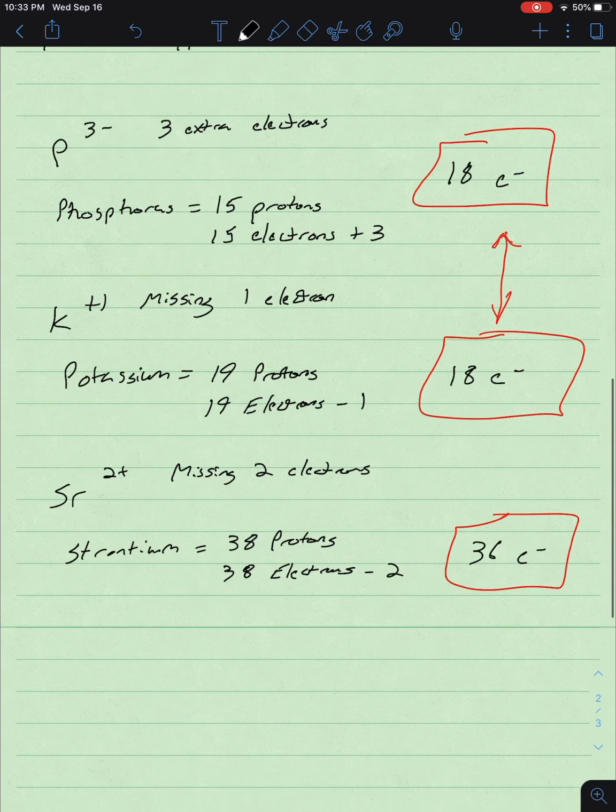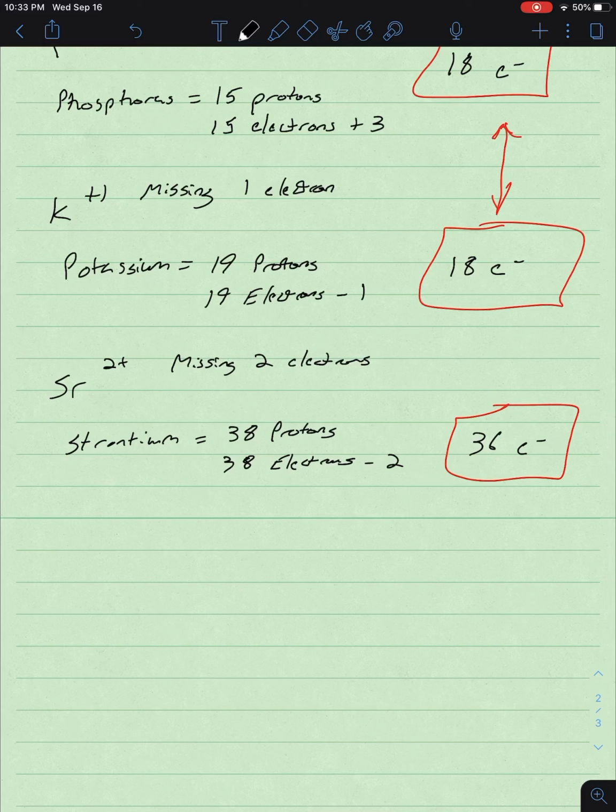Okay, let's do one more for good measure. I have C with a 4-. This would be considered an anion because it has a negative charge. The last example, strontium, would be considered a cation because it has a positive charge. So remember, cation is a positive charge, anion is a negative charge. Okay, so let's get back to this.